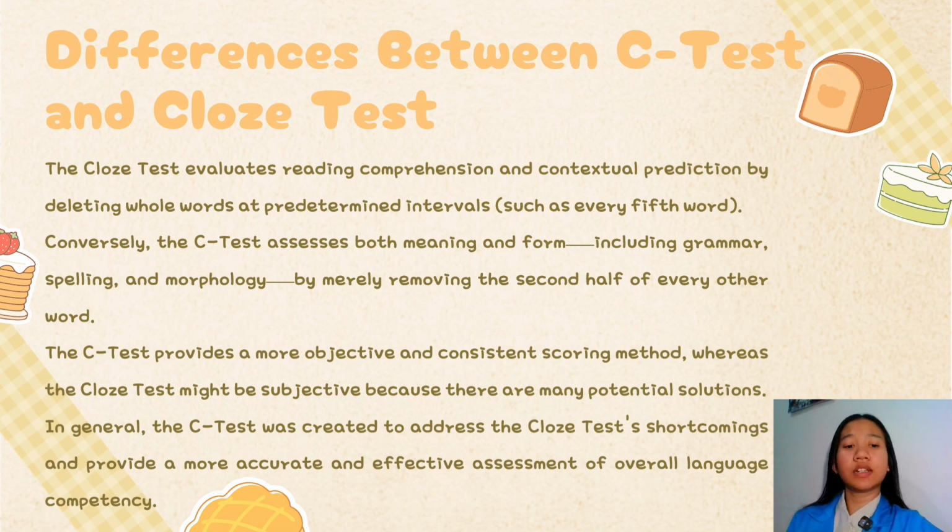In general, the C-test was created to address the cloze test's shortcomings and provide a more accurate and effective assessment of overall language competency. So basically, the C-test is more consistent because the rule for deleting words is mechanical. It's not up to the teacher's choice, so the results are more reliable.